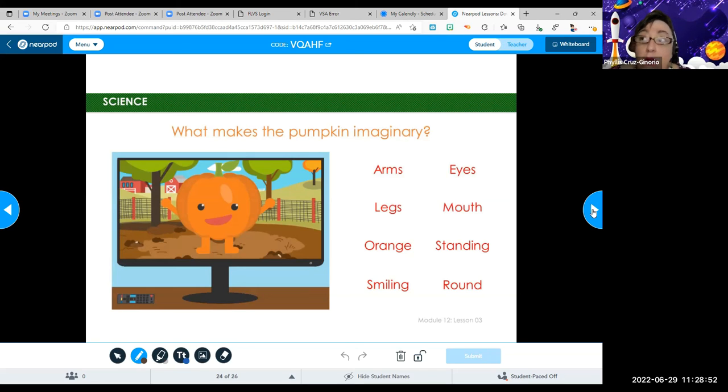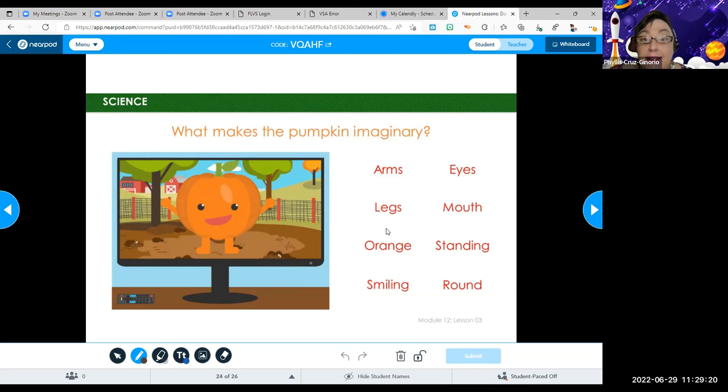I've seen pumpkins before. But what makes this an imaginary pumpkin? Silly, not real, fakey fake. Let's see. You guys ready? Let's read the words and you circle them if you think that's what makes that pumpkin imaginary. First word, arms. What do you think? Okay, go down.